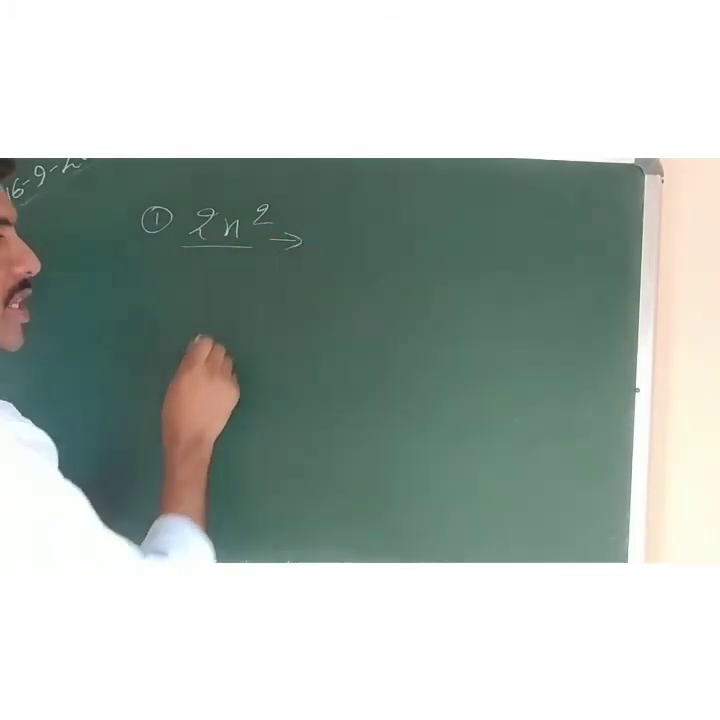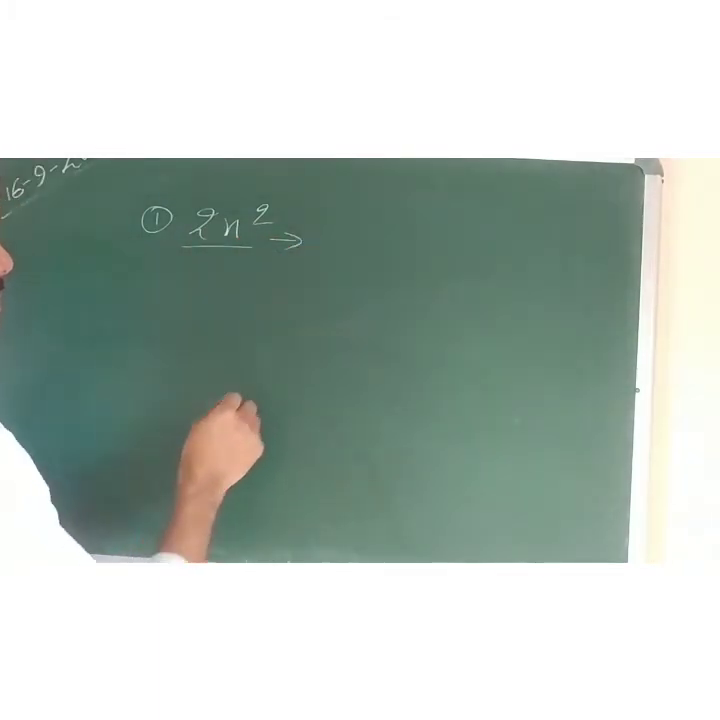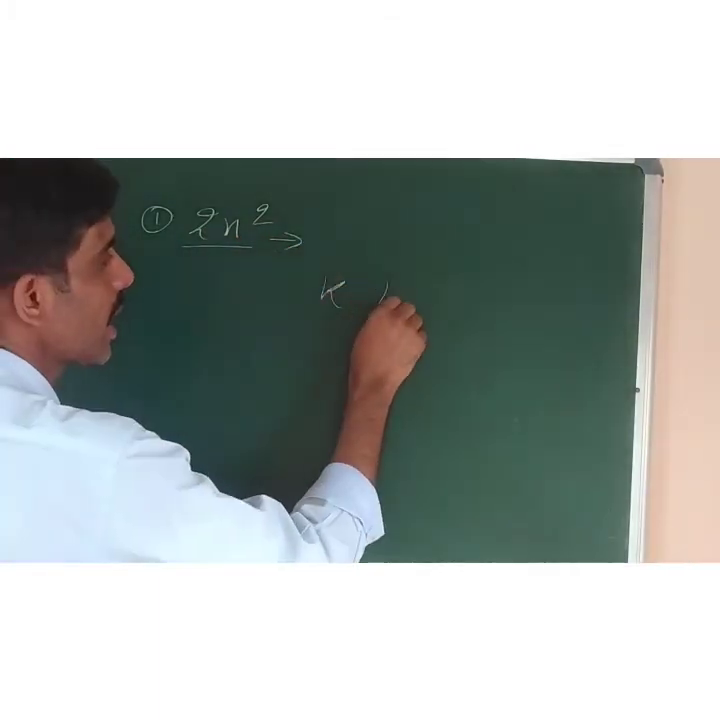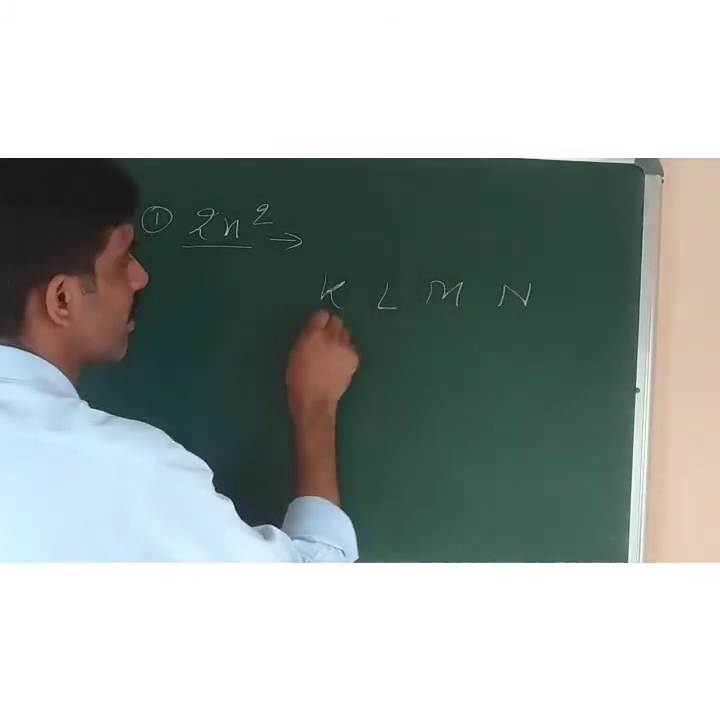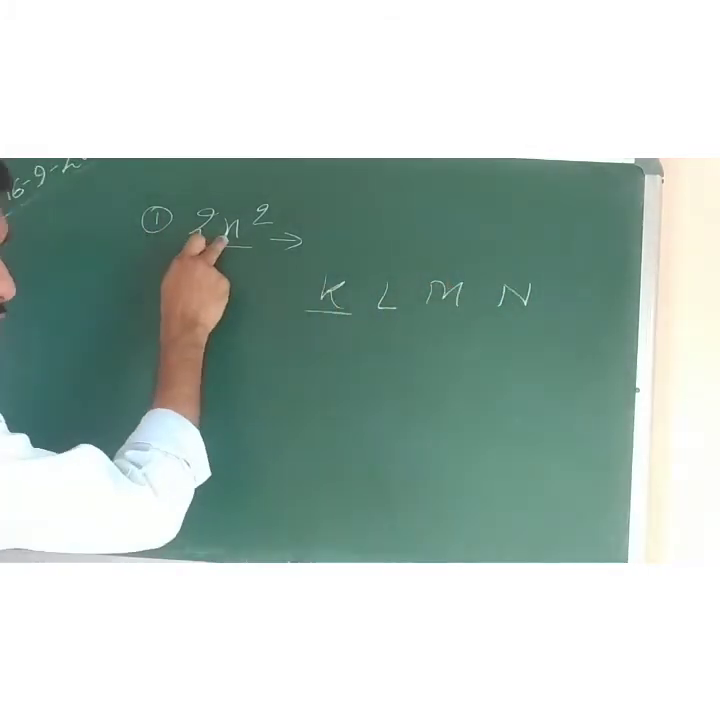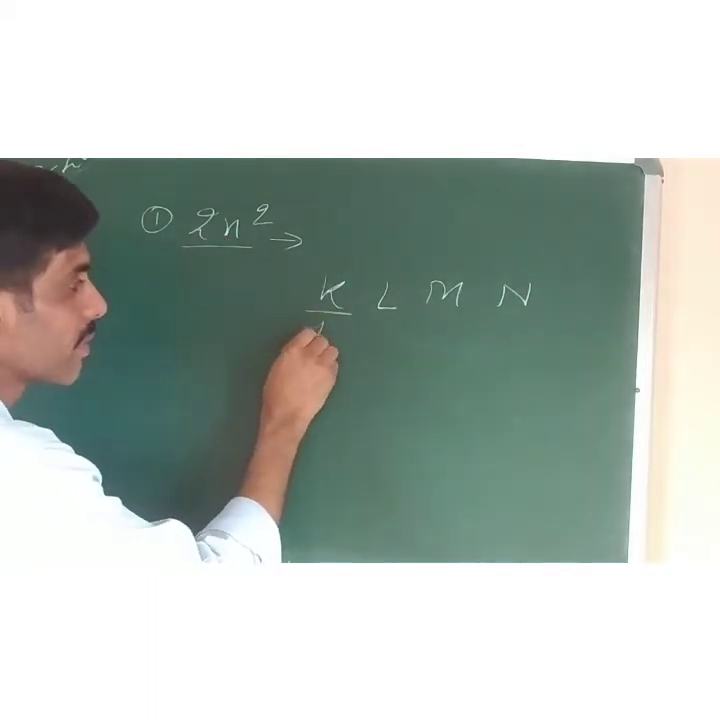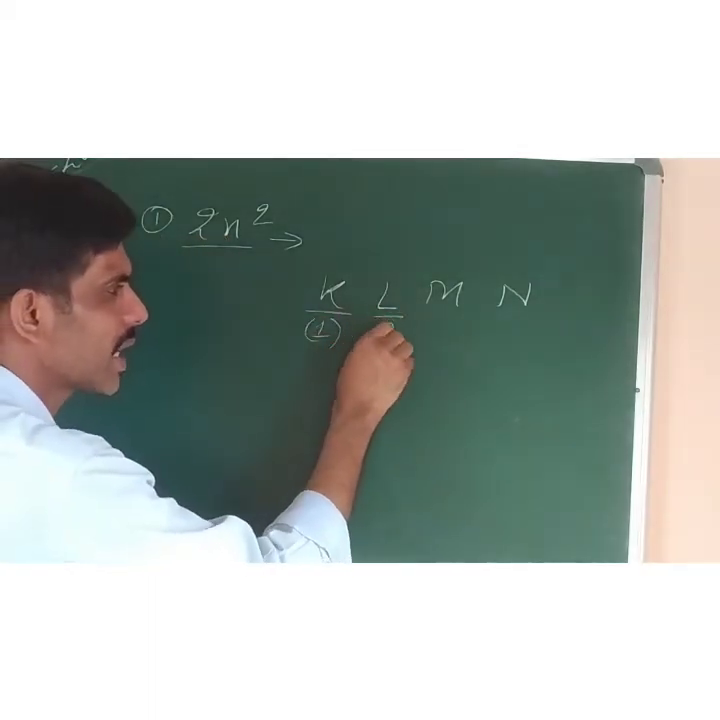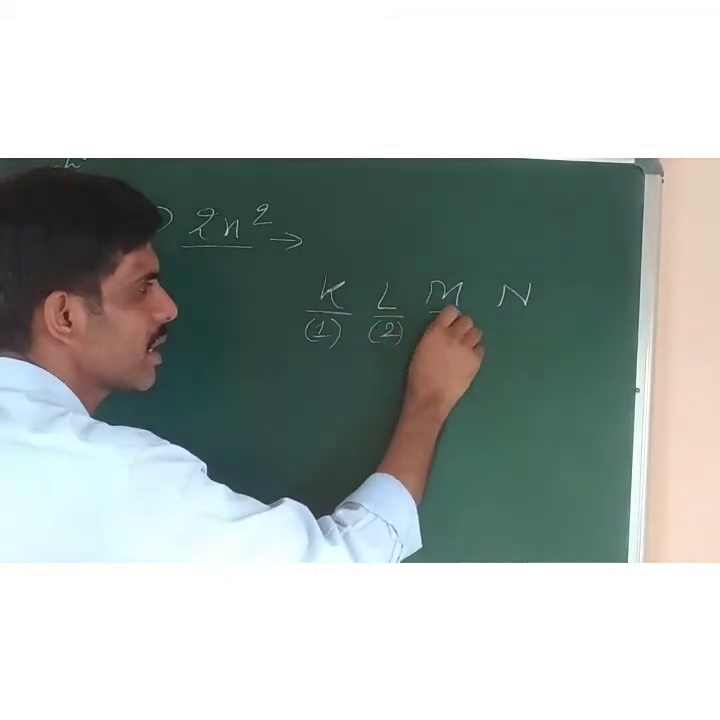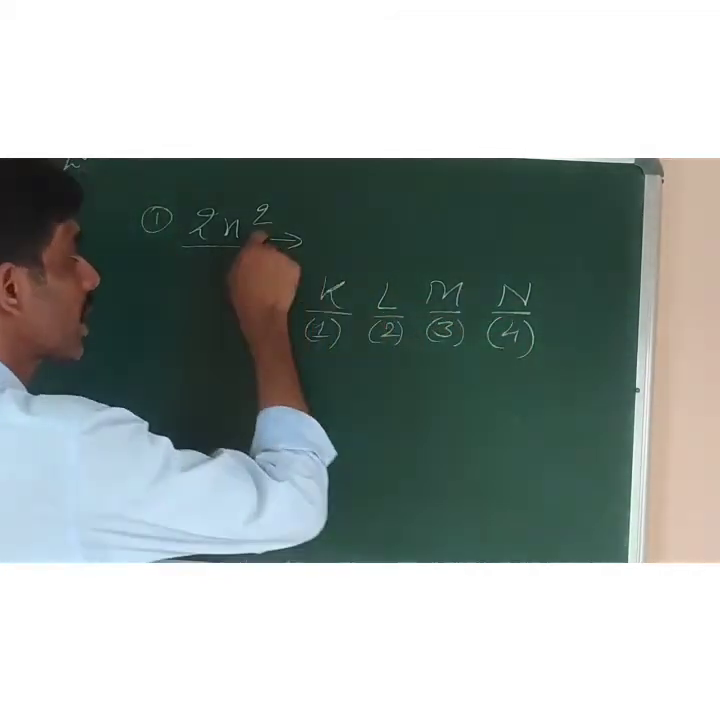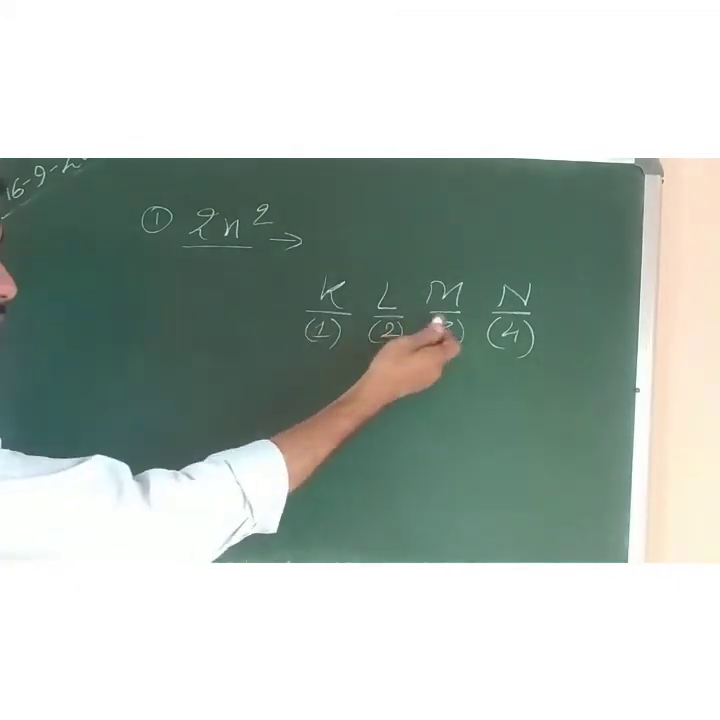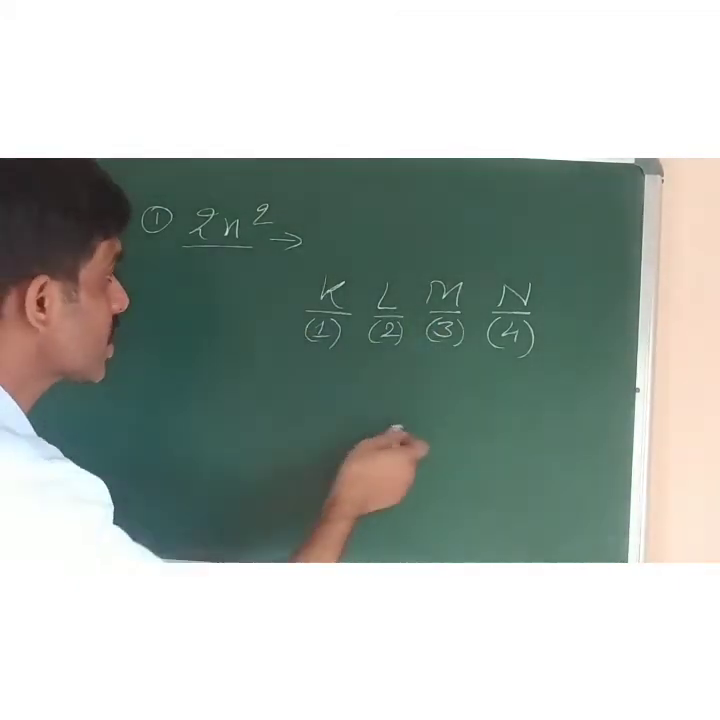Now what is the meaning of this formula? Okay, let's see. The different orbits are K, L, M, N. Here n stands for the number of the cell. So here n is 1, the first cell, K. L is the second cell. M is the third cell. N is the fourth cell. So using this formula, let's see how many electrons can be accommodated in each orbit.